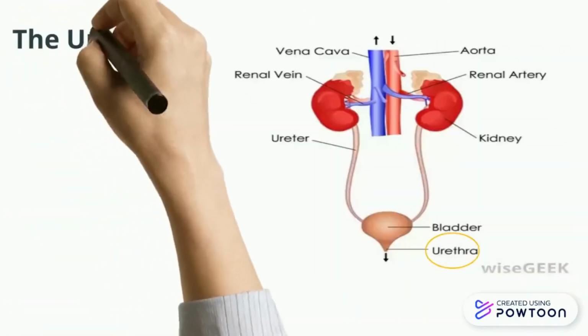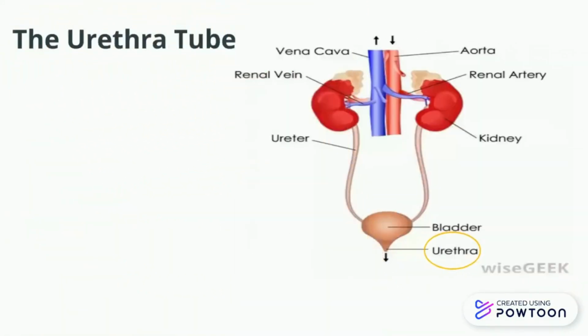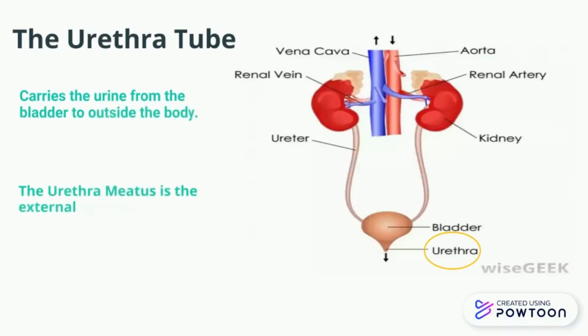The urethra is a tube. Its function is to carry the urine from the bladder to outside the body. And there is the urethral meatus at the end of the tube as the external opening of the urethra.